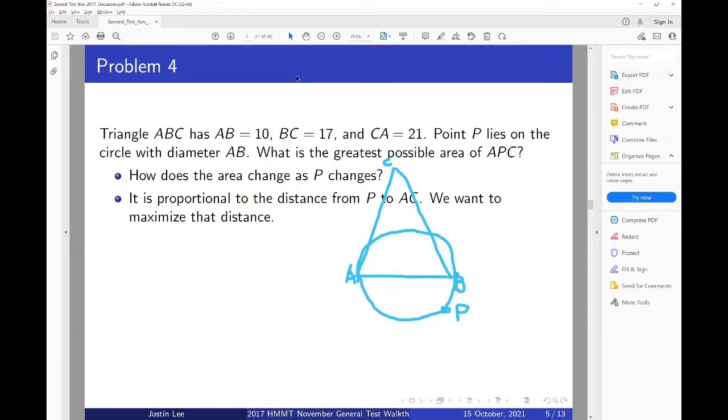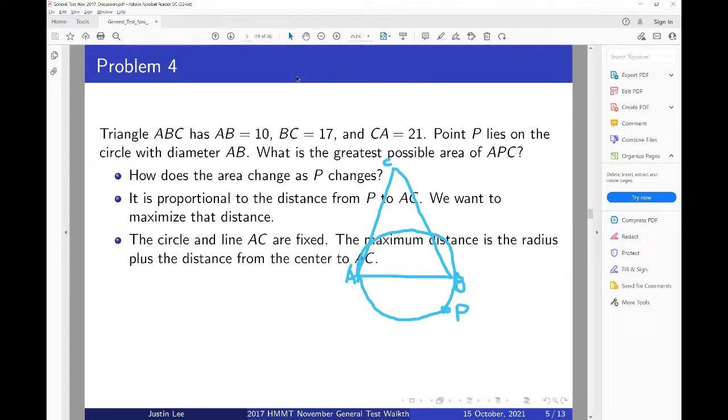And with this diagram, it should become pretty clear what point on the circle is farthest from AC. That would just be the point where you can take the perpendicular bisector of the chord, and one of the intersections of the perpendicular bisector and the circle should be our point P that maximizes. Okay, so that maximum distance is not difficult to calculate. It's just the radius here, plus the distance from the center of the circle, which is the midpoint of AB, to our line AC.